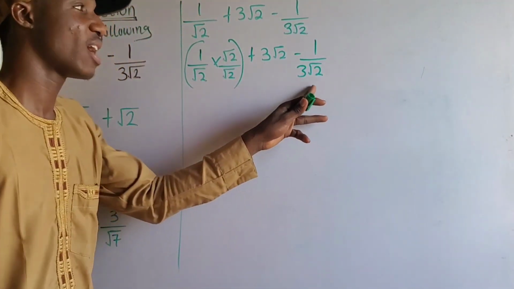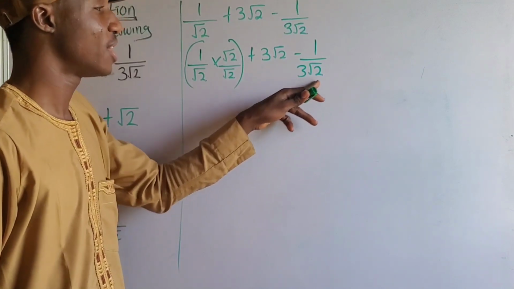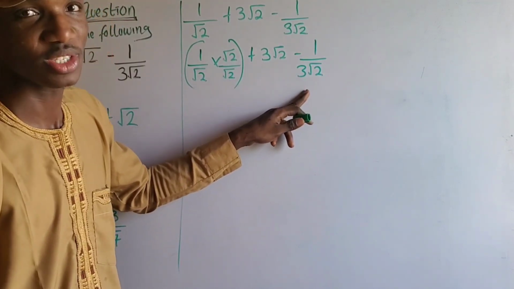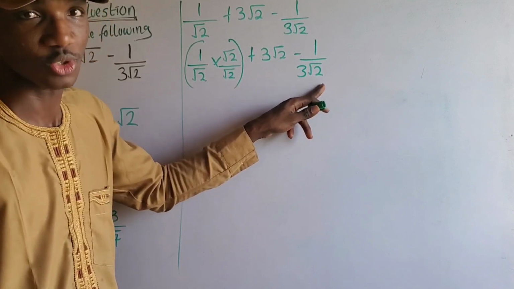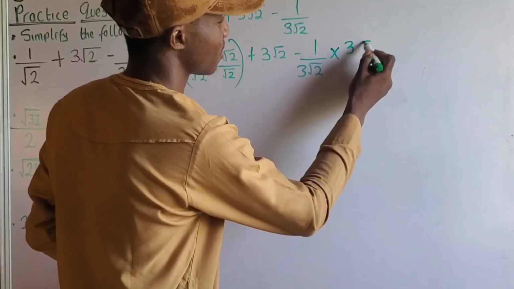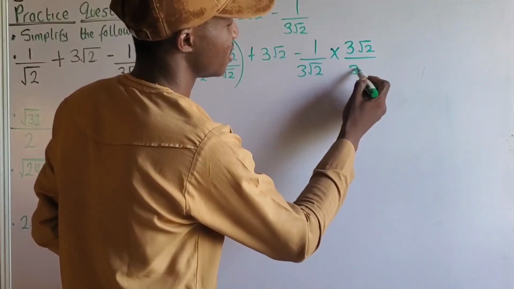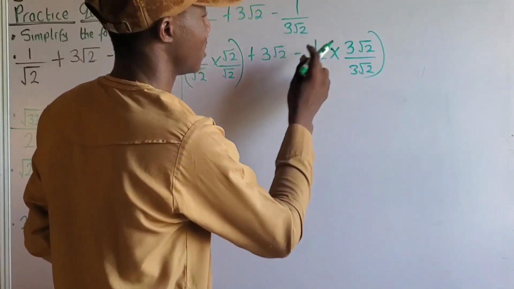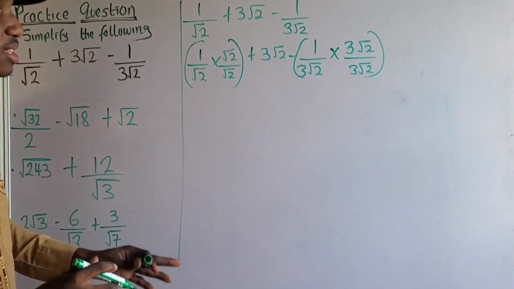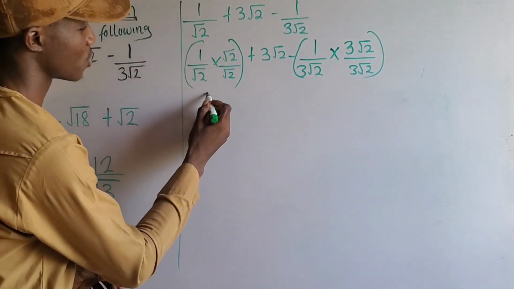Now, because I have an irrational part at the denominator, I'm going to multiply both the numerator and the denominator by 3 root 2. So for this, I'm going to multiply 3 root 2 over 3 root 2. Having gotten to this point, let us simplify. Root 2 times 1 is what? Root 2.